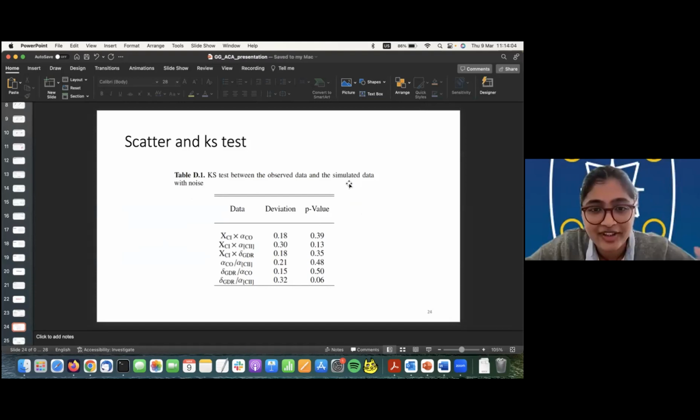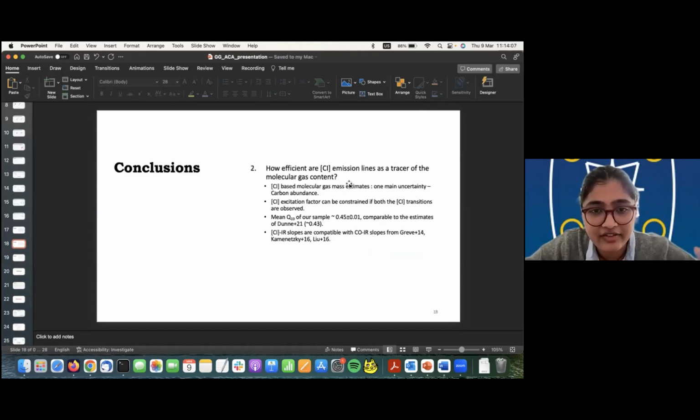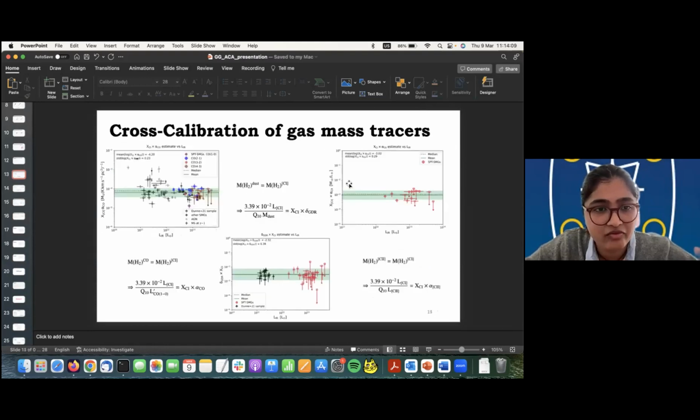So which tracer is the best? I would never be able to answer this question. I know it's a provocative question. But we would need something extra, like, for instance, if we can compare all these with dynamical masses, or if we have metallicity estimates, maybe we'll get an idea of what suits these sort of galaxies better. But from our results, it's mainly C1 and CO that seem to have a tight relation.